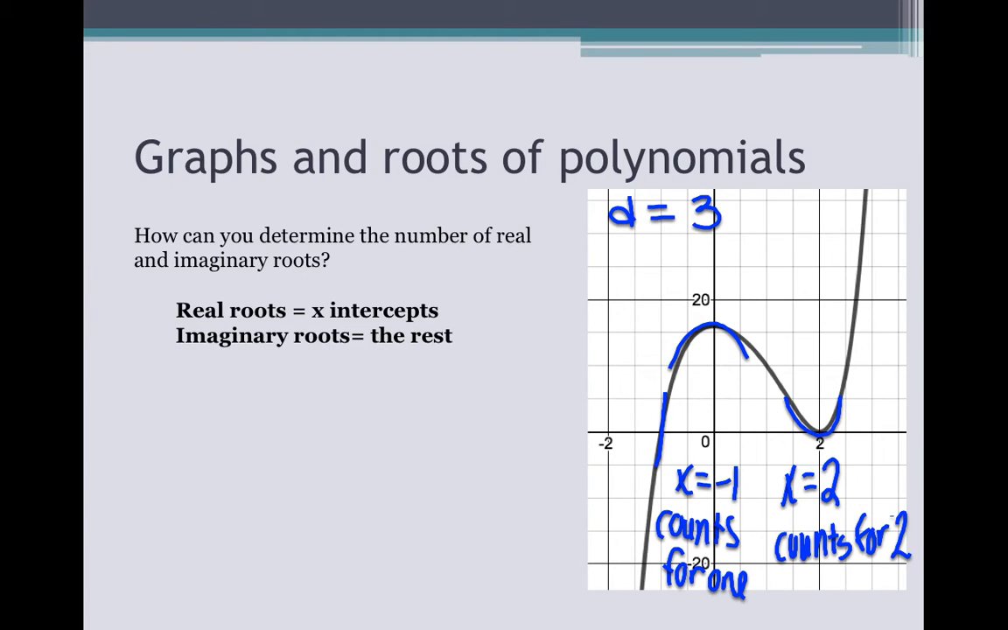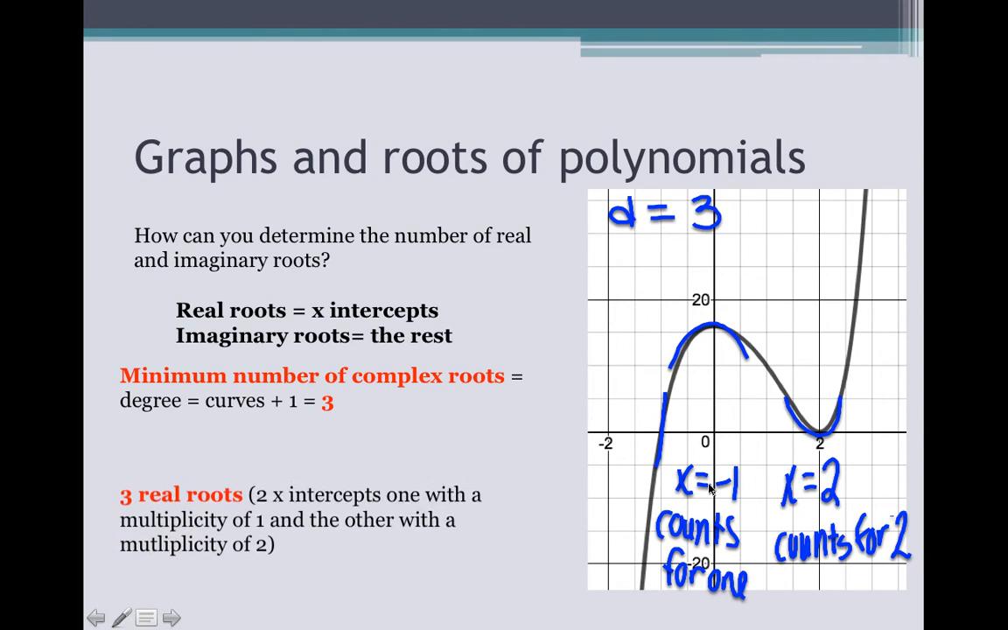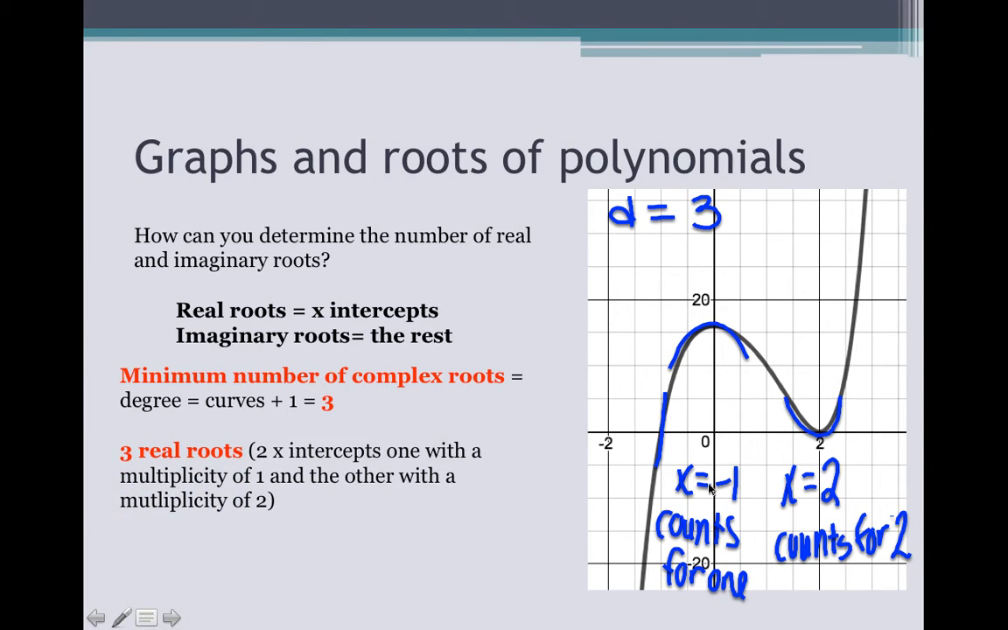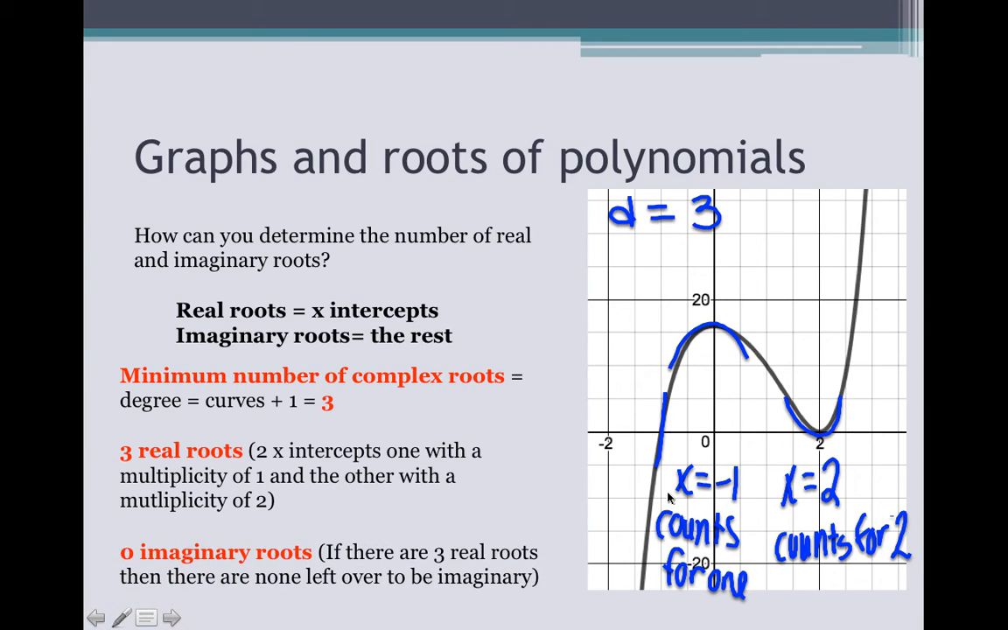So what happens is real roots equals the x-intercepts. The imaginary roots equals the rest. So the minimum number of complex roots here is 3. We had 2 curves plus 1 was 3. There are 3 real roots. 2 x-intercepts, one with a multiplicity of 1 and the other with a multiplicity of 2. So those 2 x-intercepts actually count for 3 of the roots. Now because there's 3 total roots and we had 3 real roots, what that means is that there's none left over to be imaginary. So there are 0 imaginary roots. If there are 3 real roots, then there are none left over to be imaginary.